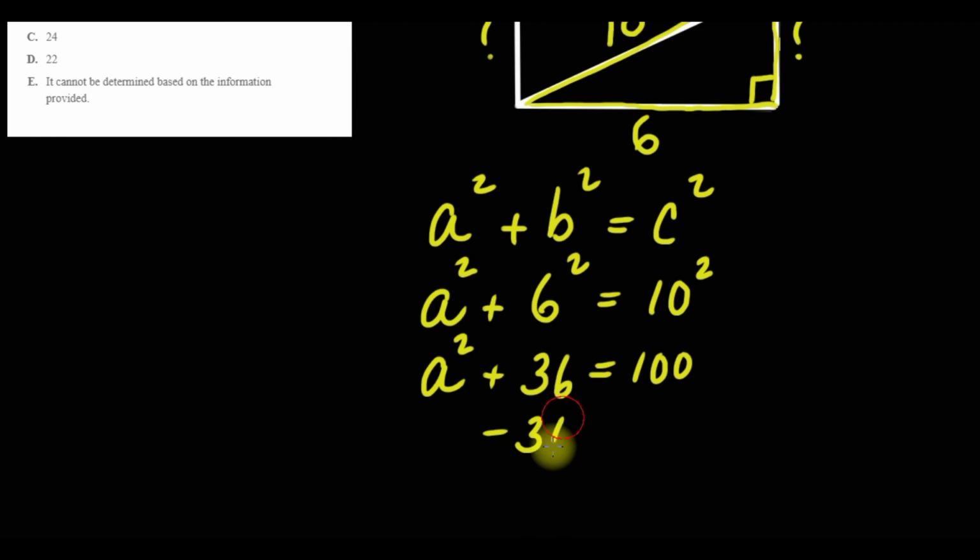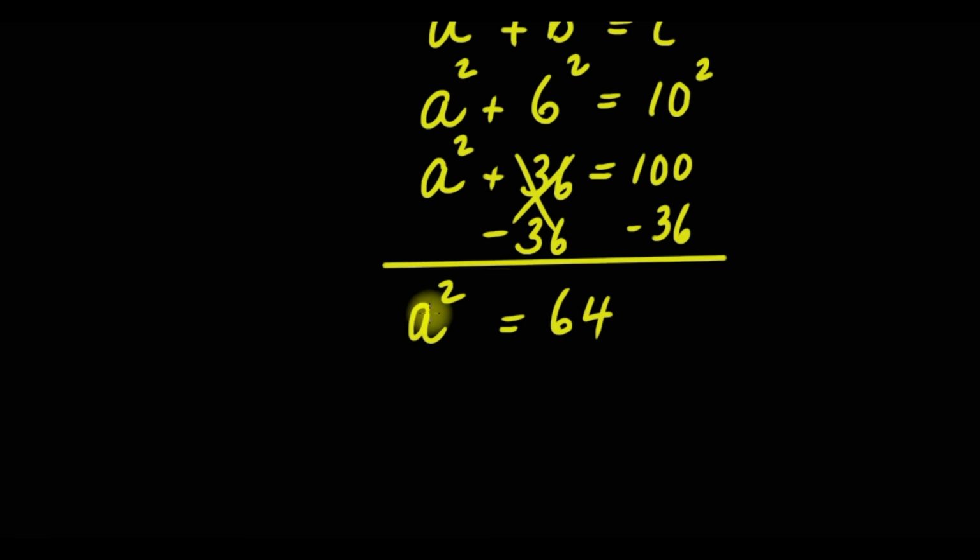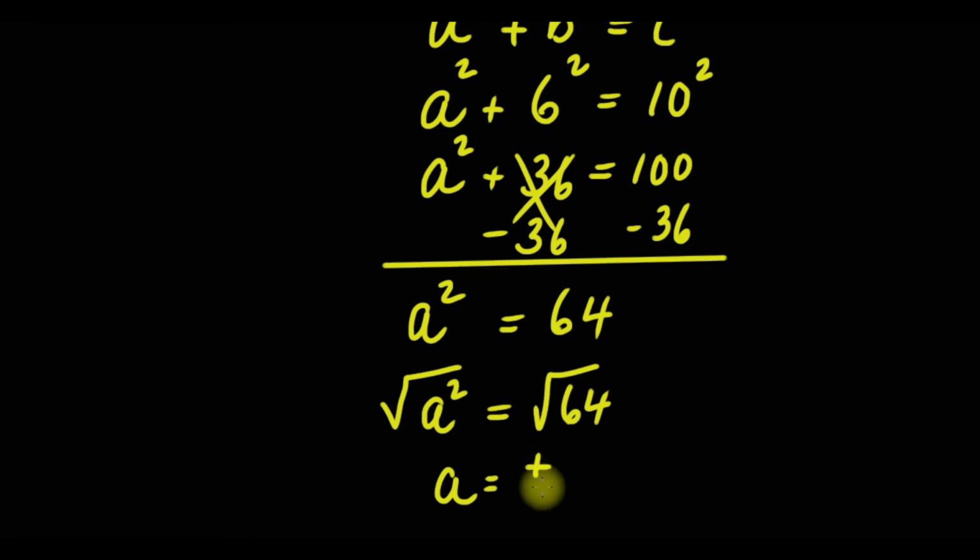Take away 36. Okay, so a squared. So this adds up to 0. And then over here we have 64. So to go from a squared to a, we would have to do the square root of a squared and then the square root of 64. And then your a is going to be plus or minus 8.